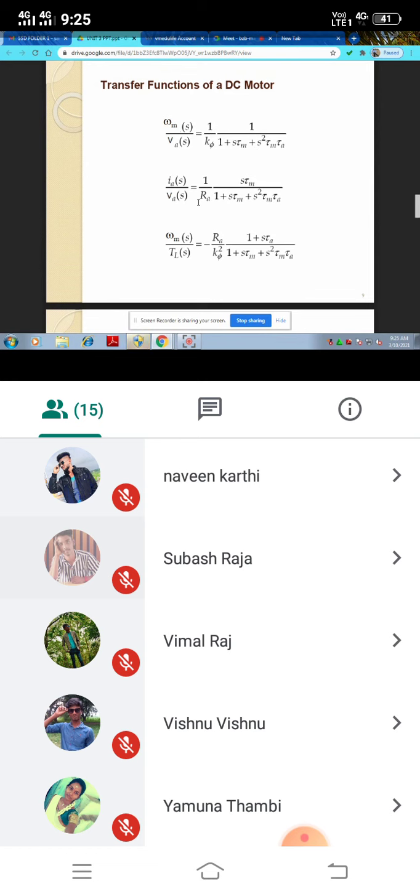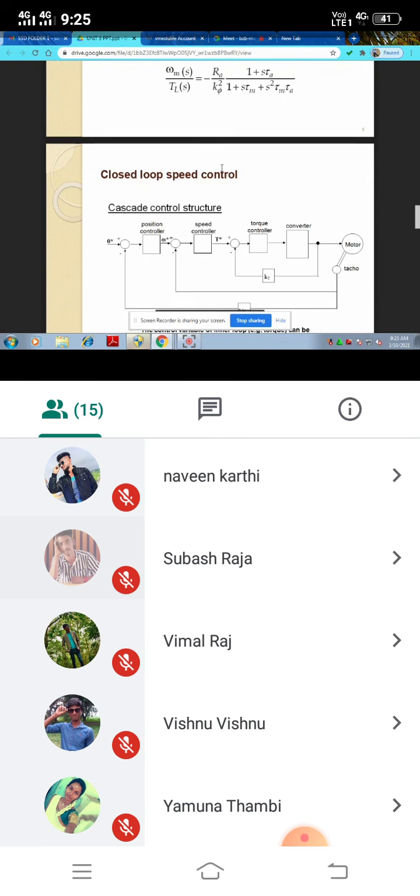Okay. Now we got I of s, V of s, Wm of s equal to Ra of I of s by Ra of s. So we need I of s. The denominator of Ra we just move to the right hand side. So finally we got I of s by V of s equal to 1 by Ra, S tau m by 1 plus S tau m plus S square tau m tau A. Okay, this is the final transfer function of a DC motor.